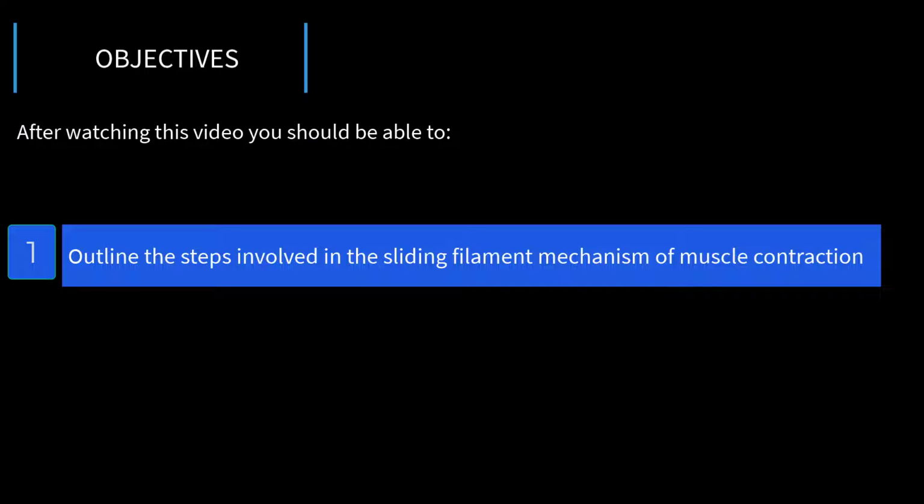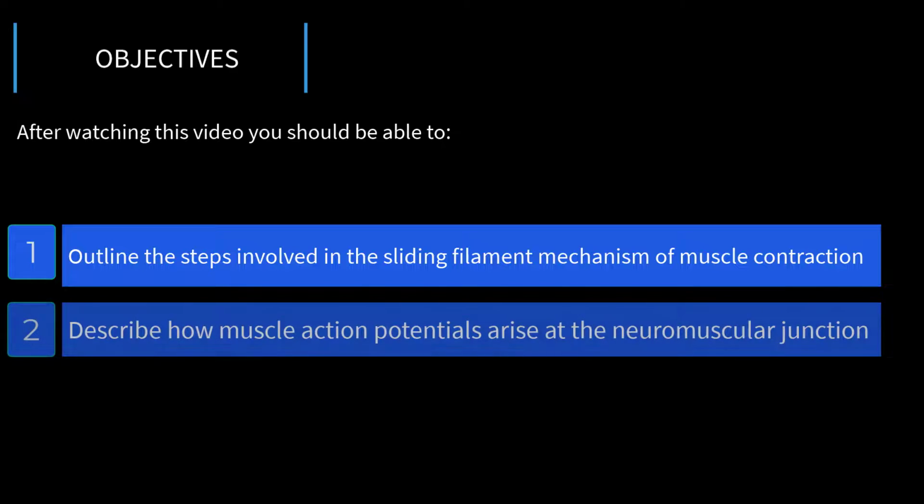The objectives of this video module. By the time you have finished reviewing this video module, you should be able to outline the steps involved in the sliding filament mechanism of muscle contraction and describe how muscle action potentials arise at the neuromuscular junction.